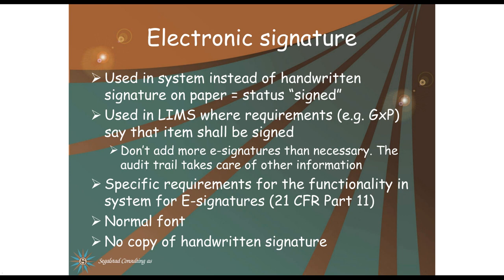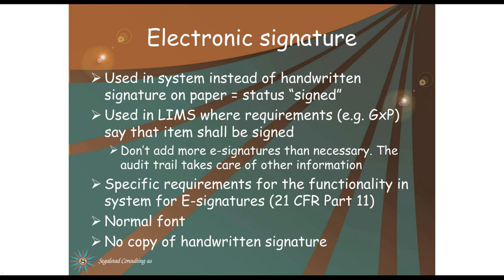Those are used in systems instead of handwritten signatures on paper. That means that the status is signed. It's used in LIMS where requirements, for example, the GXP, say that the item shall be signed. And please do not add more electronic signatures than necessary. The audit trail will take care of other information, like who did what. We don't need a signature saying that I did this. The audit trail will do that.